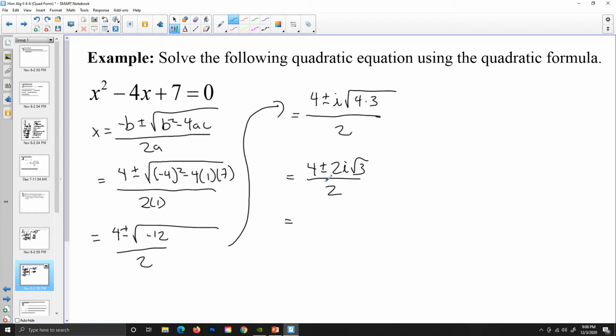I have 3 terms, 1, 2, 3. Each of those 3 terms has a factor of 2. So 4 divided by 2 is 2. 2 divided by 2 is 1, but we wouldn't write that, so square root of 3. And then 2 divided by 2 is also 1, and so we wouldn't put anything over 1, and that is going to be our final answer.